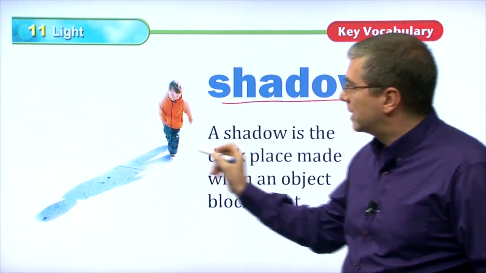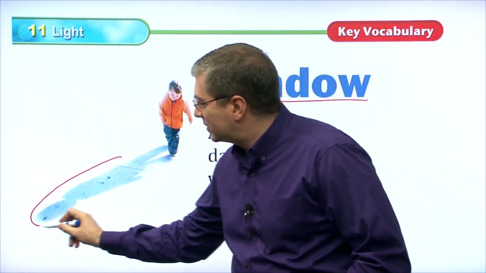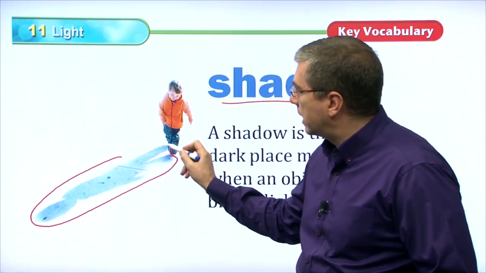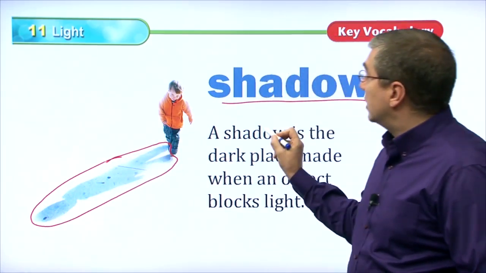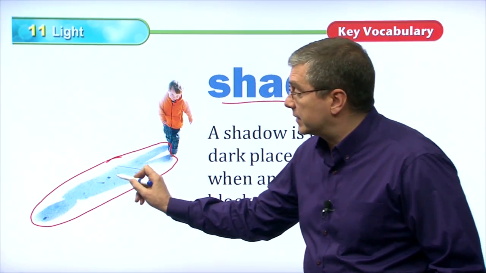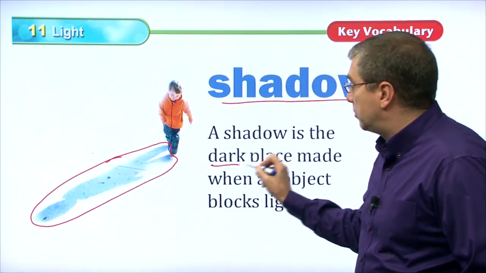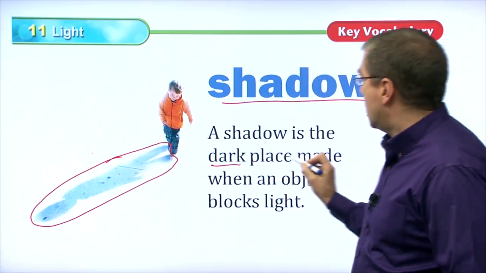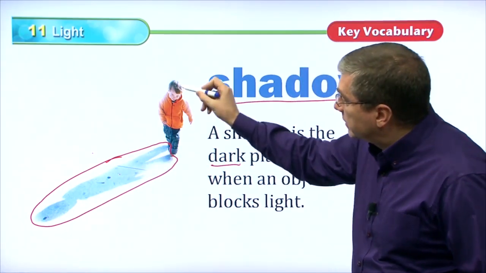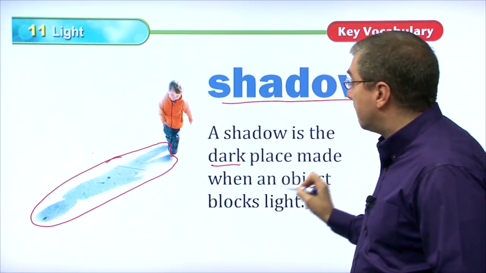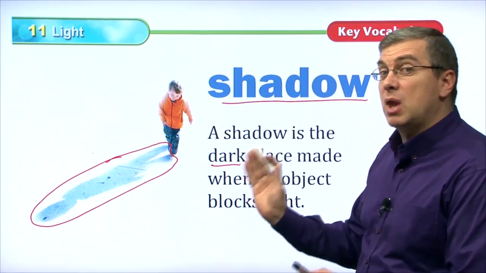Okay, next we have shadow. What is a shadow? We can see a good picture here, right? This is the shadow of the boy right here. So a shadow is the dark place. This is dark, this is light. The shadow is the dark place here, made when an object, this boy is an object, blocks light. So he's blocking the light.